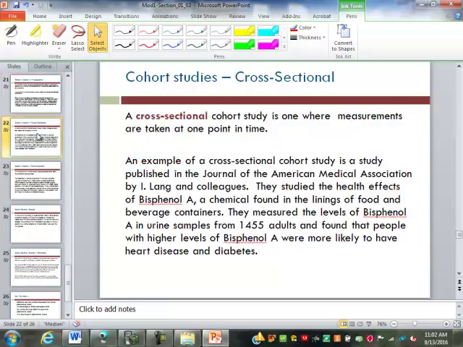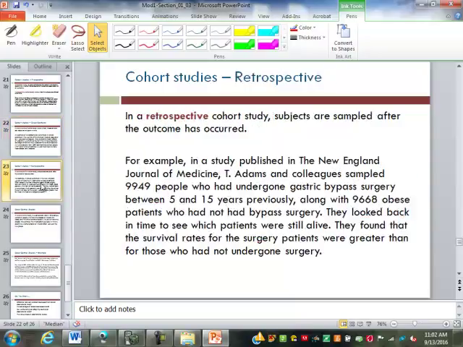A cross-sectional cohort study is one where measurements are taken at one single point in time. So it's cross-sectional, versus what's sometimes called a time series, which is over time. A retrospective study is where you're looking at data that already exists. The subjects may already be long gone, but you're just looking at data that was already recorded by someone else and analyzing it to see what you can conclude from it, maybe looking at it in terms of something other than what they were actually trying to study at the time.